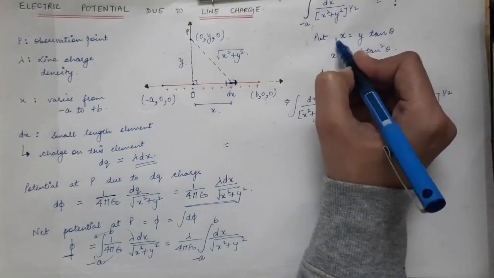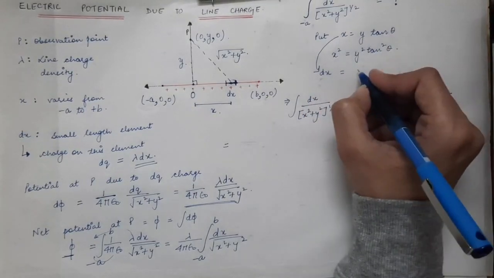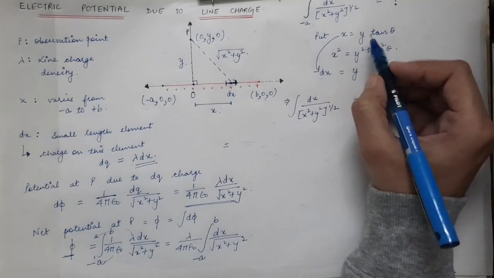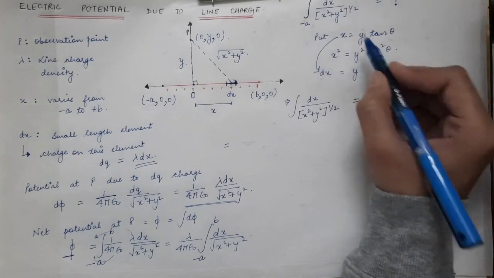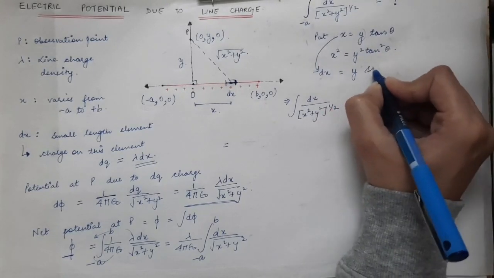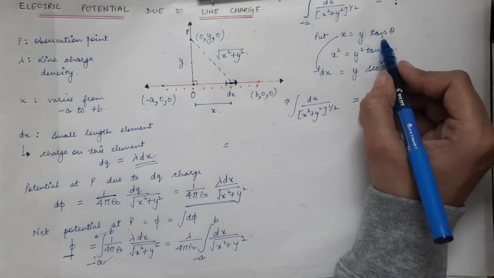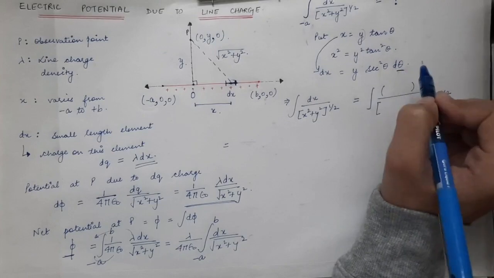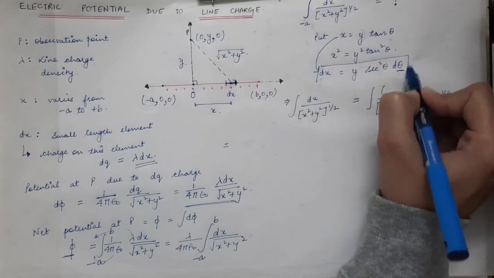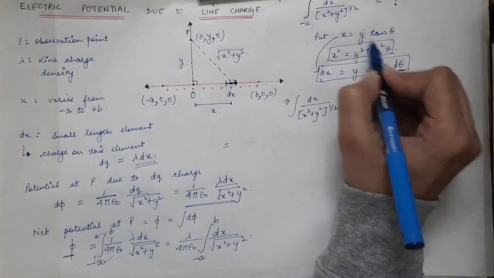and dx will be equal to, so you will do the derivative of this particular equation. So dx will be equal to y. Here we have already said y is a constant, so this will be treated as a constant. So y into secant square theta into d theta. The derivative of tan theta is nothing but secant square theta into d theta.